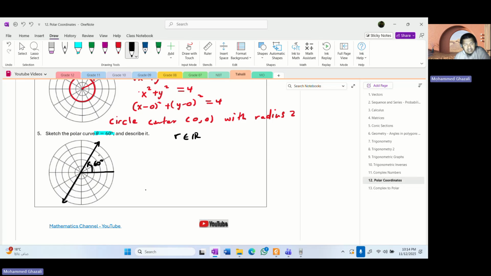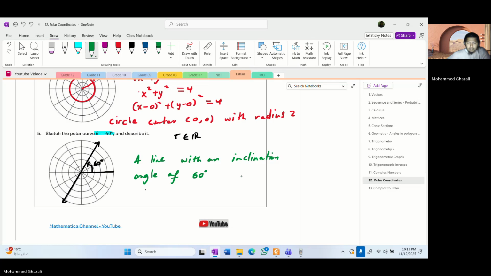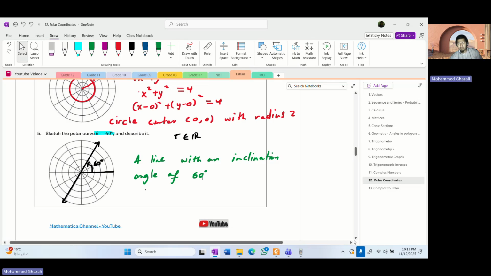So theta equals 60 degrees describes a line. A line with an inclination angle of 60 degrees. Nice. Move on to the next question.